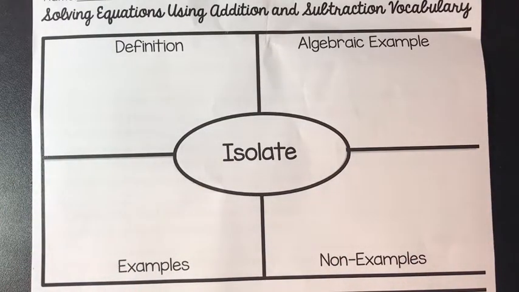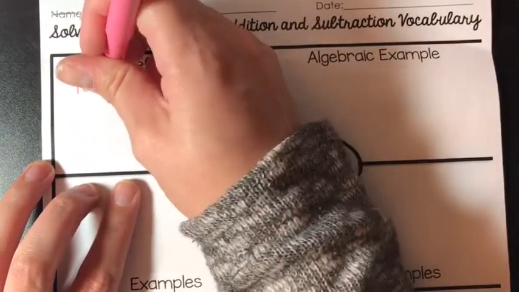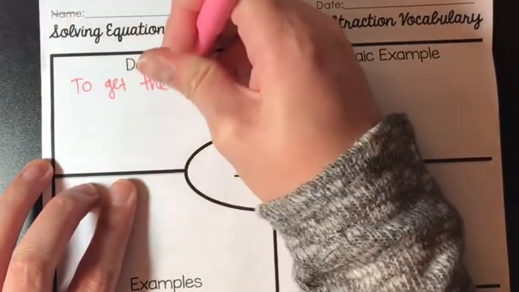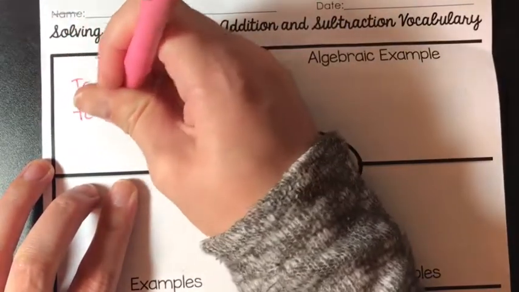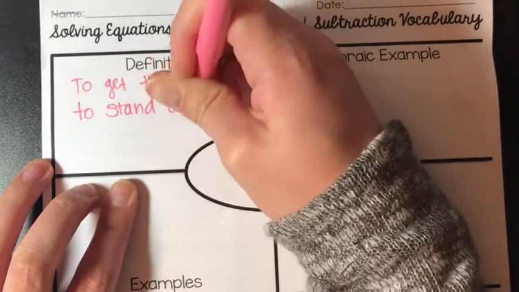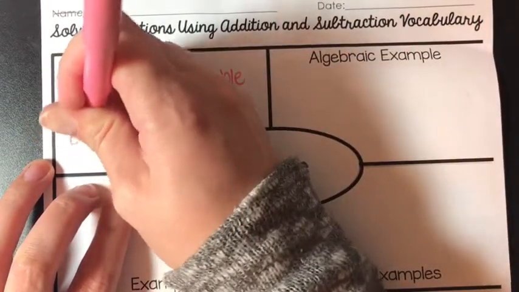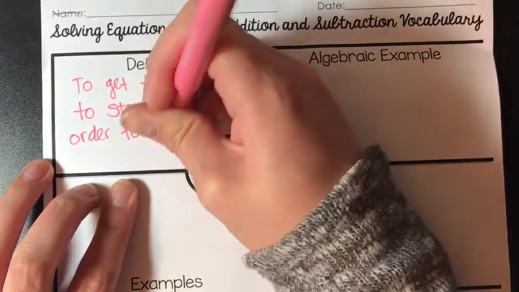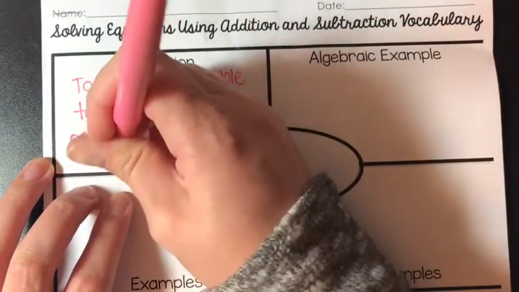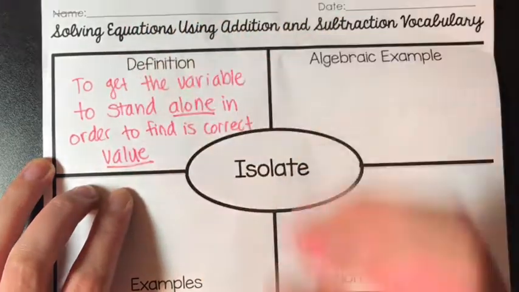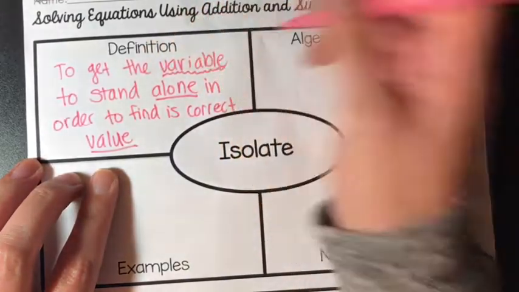In math, it has a very similar meaning, but a specific one. So for the definition, you're going to write, to isolate means to get the variable to stand alone in order to find its correct value. When we're isolating a variable, it only applies to variables, letters representing numbers.